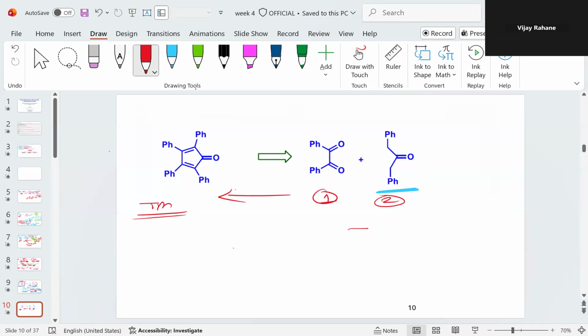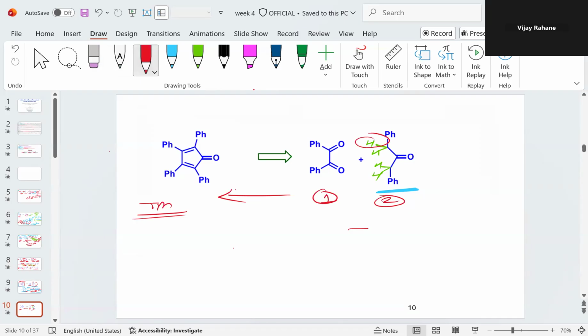If you look closely at these starting materials, what can we notice? It has two alpha hydrogens next to the ketone, and the second starting material has the carbonyl group, which is the electrophilic center. So if you add the base, these protons are easy to abstract by the base.